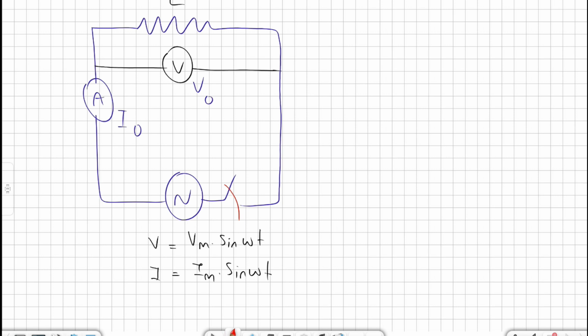As I close the switch, the voltmeter goes to maximum, but this time the ammeter stays 0. Why is that? Because of self-induction. Self-induction creates a current in the opposite direction, which makes the ammeter read 0. So the net current in the inductor at the moment of closing is 0, while the voltmeter is maximum. Because of self-induction, a phase difference has been created.